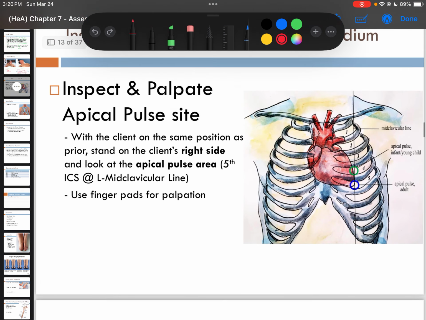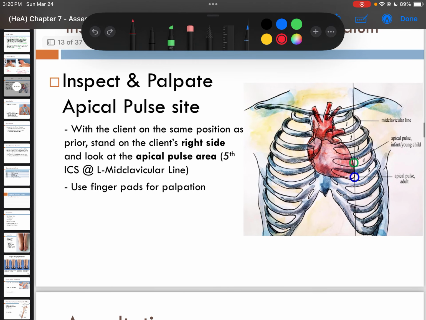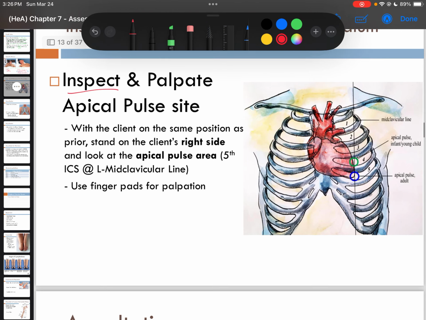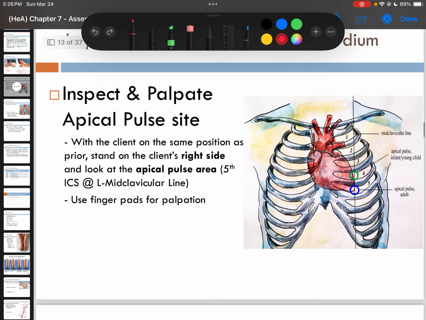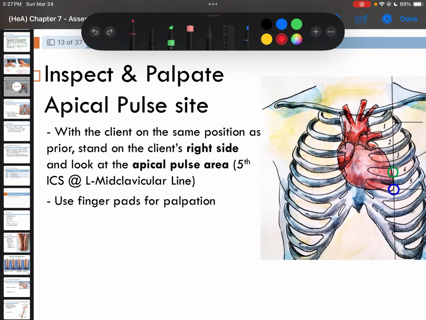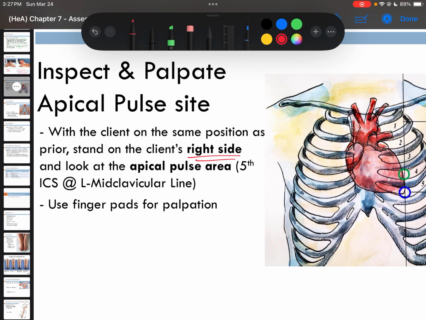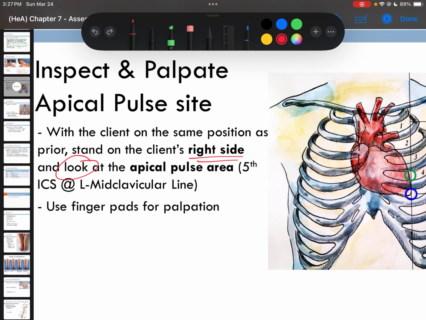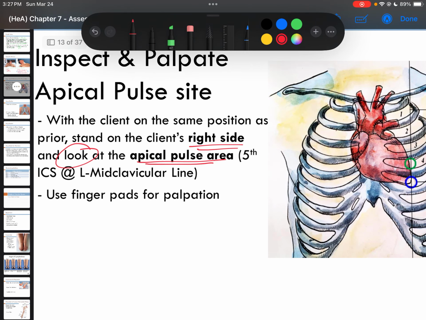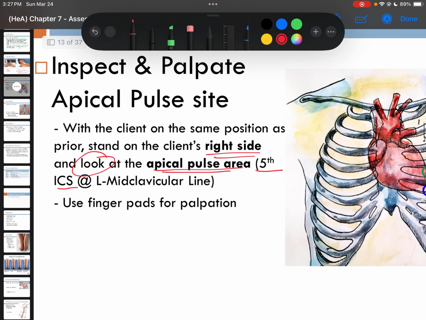Next, we will inspect and palpate the apical pulse site. Now, we already know, class, where the apical pulse site is, as we've discussed before. Sir, why do we inspect the apical pulse site? You will know later why. Okay? Now, class, with the client in the same position as prior, supine with the head of the bed elevated around 30 degrees. Stand on the client's right side and look at the apical pulse area. Okay? It is around, as we mentioned, the 5th intercostal space in the left mid-clavicular line.